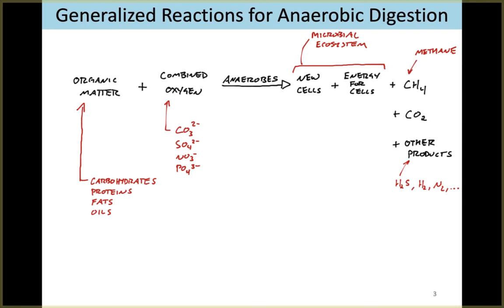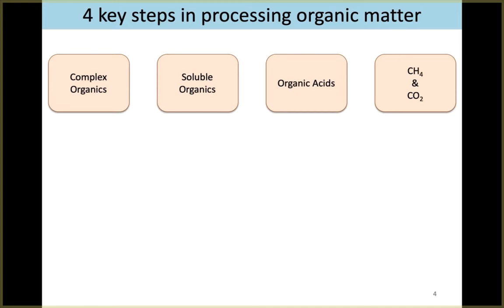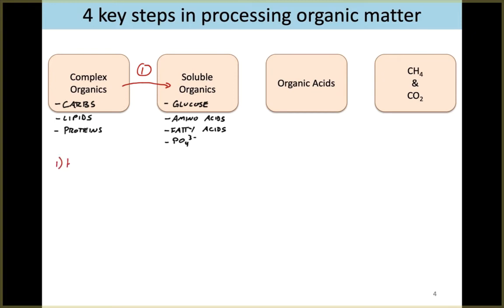So in general, this is the set of reactions that we're trying to get to take place. There's really four steps that happen along the way. So first we start with complex organics, so things like carbohydrates, lipids, and proteins. And those are going to get transformed into simpler soluble organics like glucose, amino acids, and fatty acids. And the process by which this happens is called hydrolysis. And for your purposes, what you need to know is hydrolysis is the process by which those complex organics are being broken down into simpler constituents.